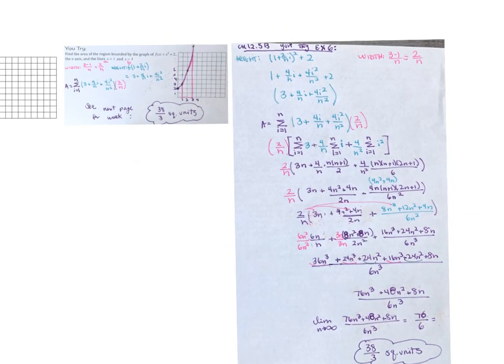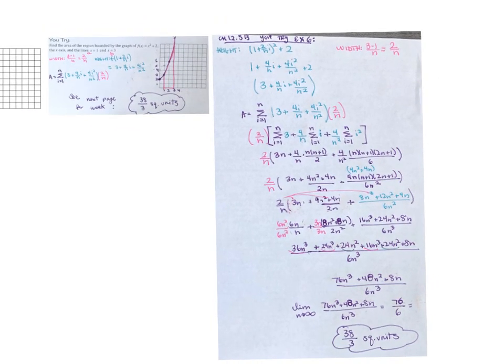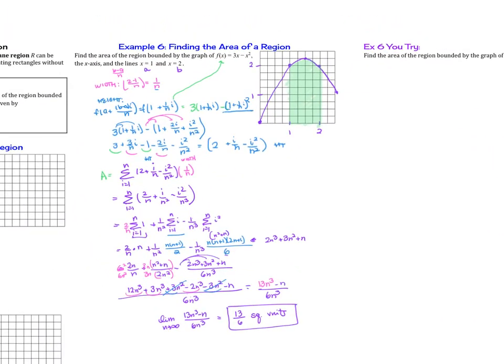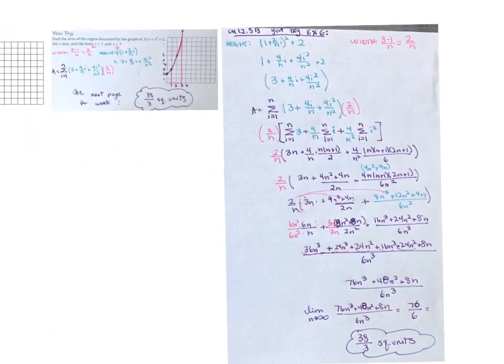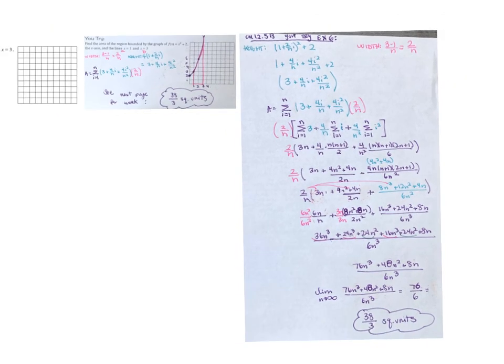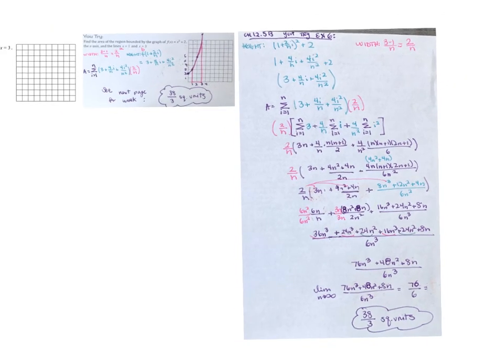All right, so here's my work. Yes, lots of work. So the width you should have found as 2 over n, and then the height would be 3 plus 4 over n i plus 4i squared over n squared. And then you can see my work here on the right. So in this case, I did pull the 2 over n to the front and then distribute it all the way through. So again, you just have to be really, really careful with that. I do like what I did in the last problem where I distributed it right away, just because I find it, so I don't miss it. So you should have found the final answer to be 38 over 3 square units.